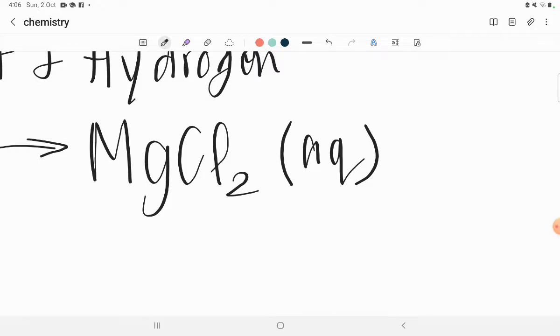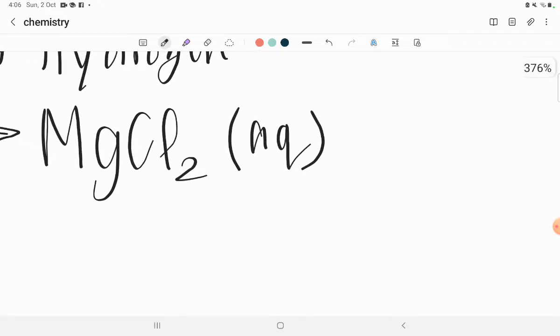Hold on, let me check if it's right. Yeah, most chlorides are soluble except for lead(II) and silver. So magnesium chloride is soluble, and since it's soluble, it would be aqueous.